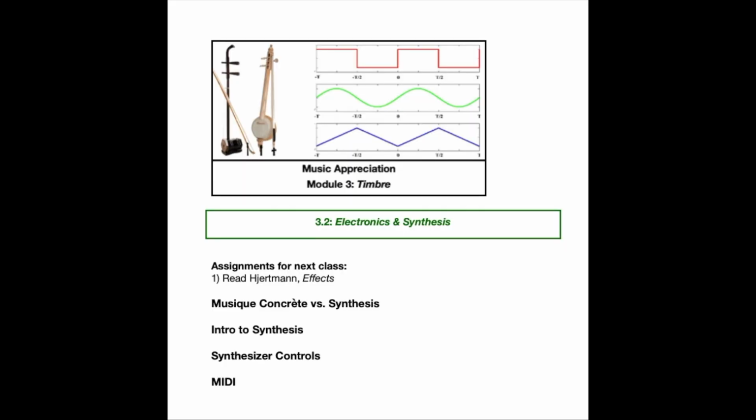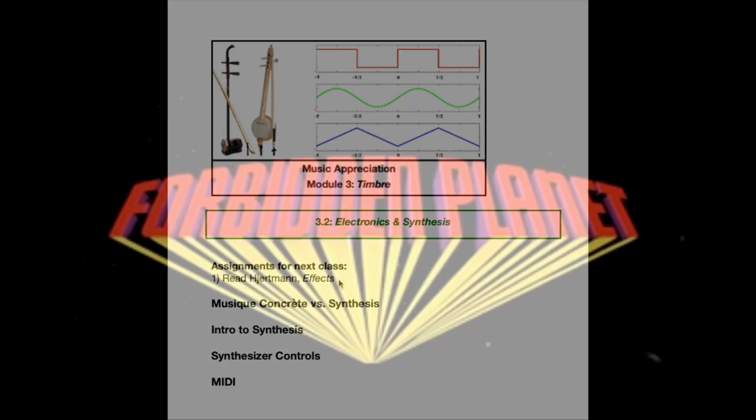We'll begin today's lesson by talking about musique concrète versus synthesis, the two major types of electronic music. And then we'll talk about synthesis, how that works, and then we'll talk about synthesizer controls, and then we'll finish out with MIDI. So for next time, you're going to read my effects reading, and I tried to simplify the large topic of effects so we can just focus on the most common ones.